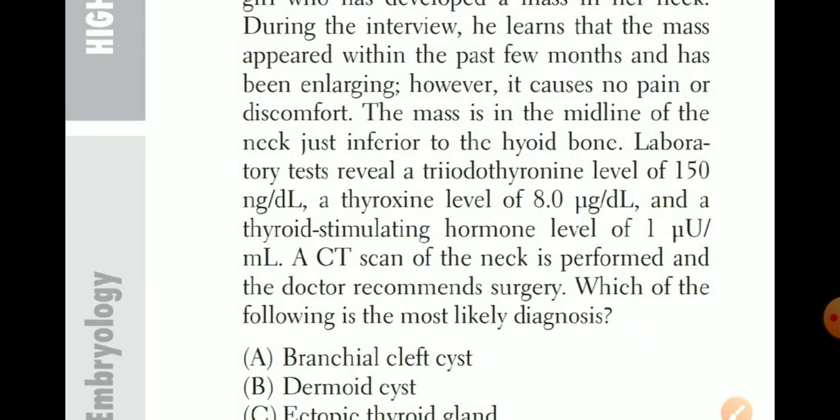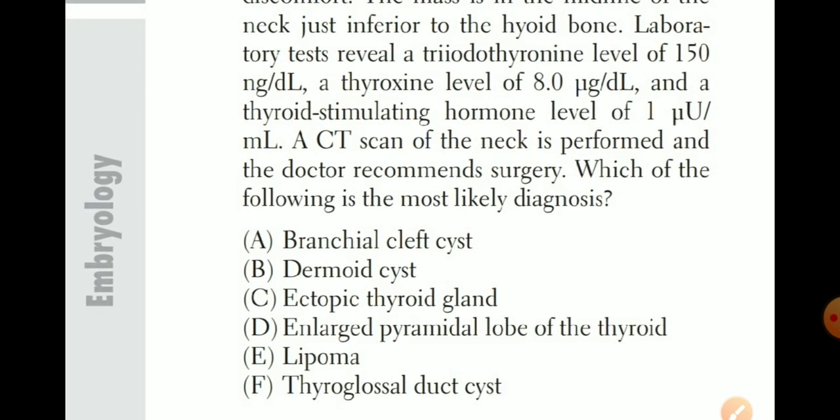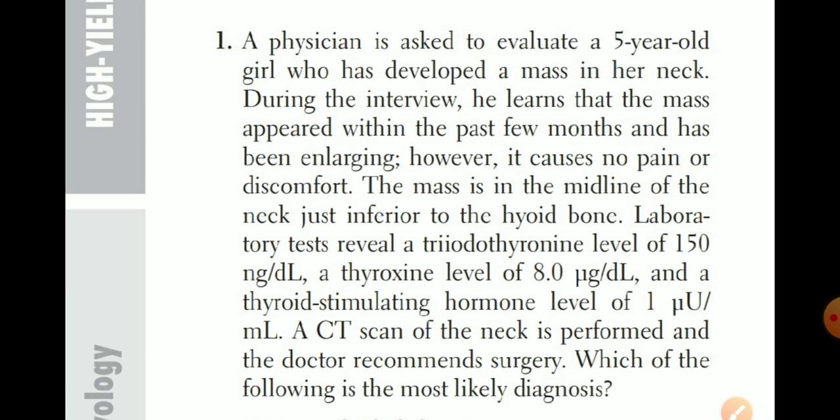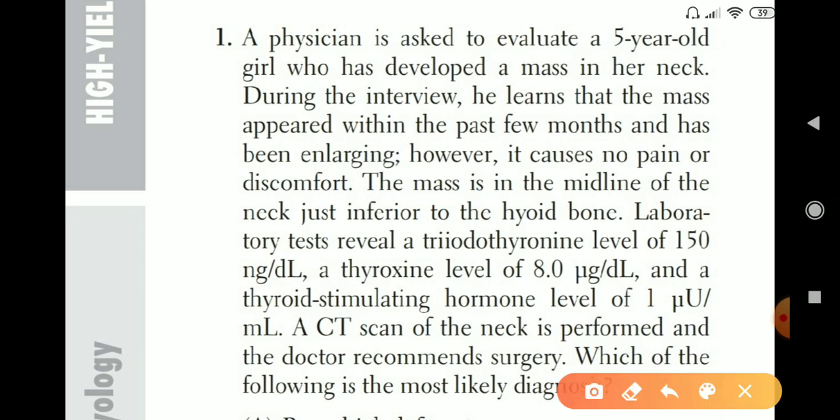Which of the following is the most likely diagnosis? Number one, branchial cyst. Number two, dermoid cyst. Number three, ectopic thyroid gland, enlarged pyramidal lobe of the thyroid, lipoma, or thyroglossal duct cyst. So here, the parameters of the thyroid hormone, that is the thyroxine level, the triiodothyronine level, and the thyroid stimulating hormone level, are all normal. And the mass is present at the midline and has no pain and no discomfort.